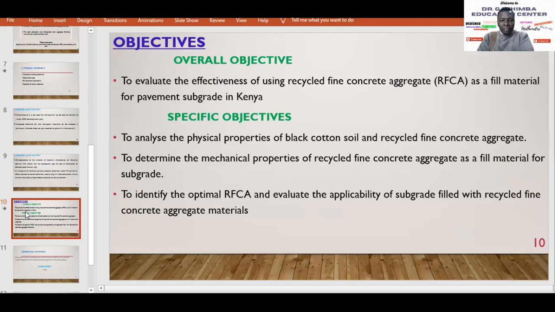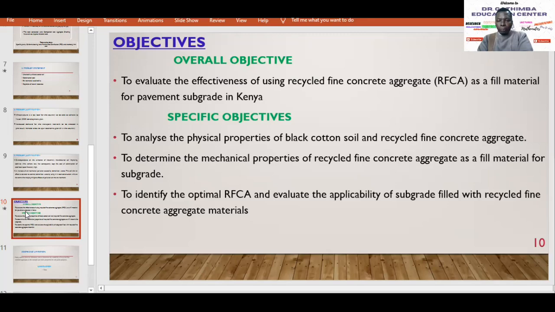Being a specific objective is where we have the word SMART: specific, measurable, realistic, time-bound. To analyze the physical properties of black cotton soil and recycled fine concrete aggregate. I believe that one is okay. And remove the full stop at the end of this. These are not sentences. These are phrases.